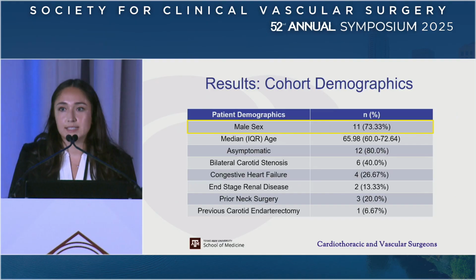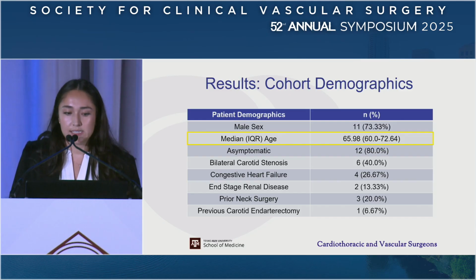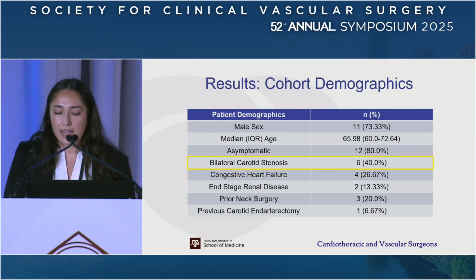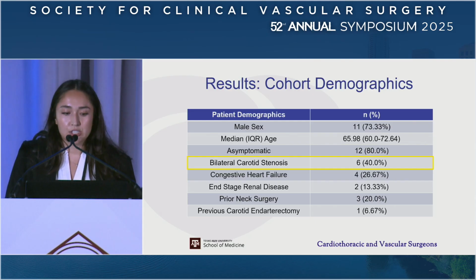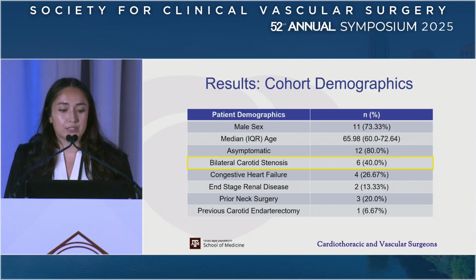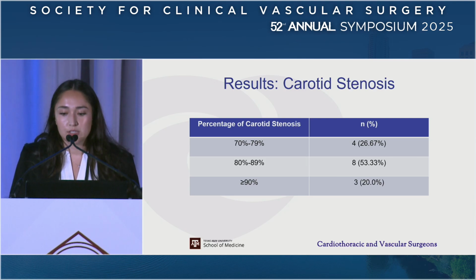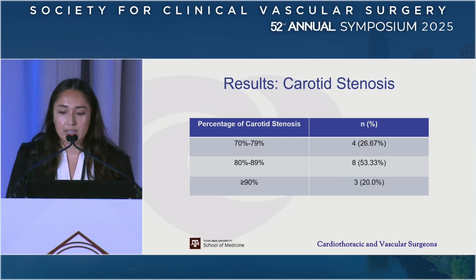Of the 15 patients identified, 73% were male with a median age of 66. 80% were asymptomatic and 40% had bilateral carotid stenosis. Other comorbidities included congestive heart failure, end-stage renal disease, prior neck surgery, and previous carotid endarterectomy. All patients had greater than 70% stenosis, with the majority having greater than 80%.